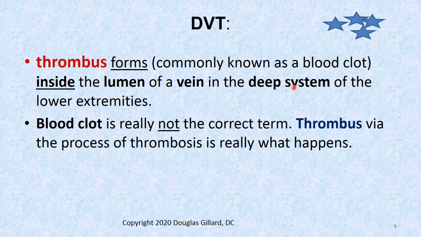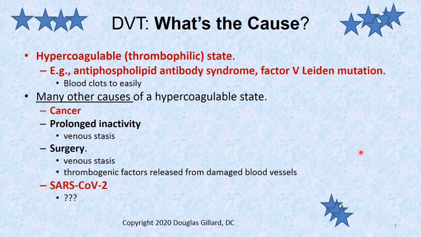Let's talk about DVT. Now, we did this in class already, so it should be easy. Thrombus: we don't really call them blood clots, right? It should be called thrombus formation, even though people call it a blood clot. Blood clotting happens outside of a blood vessel. Or in the tunica media, you can get a blood clot for a dissecting aneurysm. But that's not the correct term. Thrombus is the correct term, via the process of thrombosis.